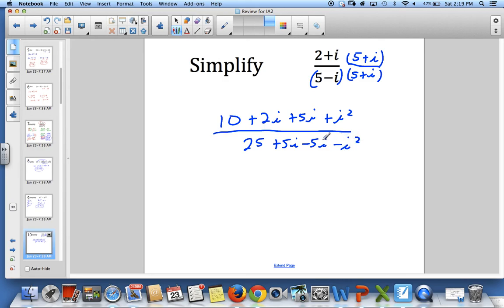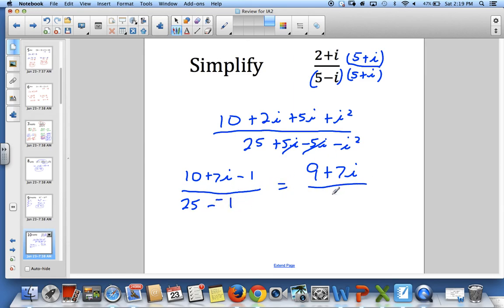So now we're going to simplify this. The top will be 10 plus 7i. Now i squared is negative 1, so that's going to be minus 1. So the top I can simplify to 9 plus 7i. And the bottom is going to be 25. 5i minus 5i cancel, and I get minus i squared, which is minus negative 1. So that's plus 1, so that becomes 26, and that's the final answer we're looking for right there.